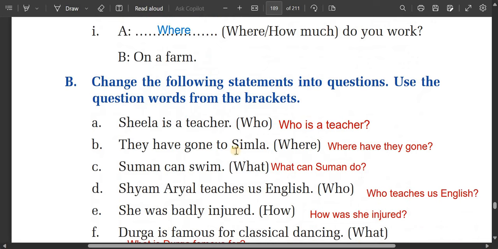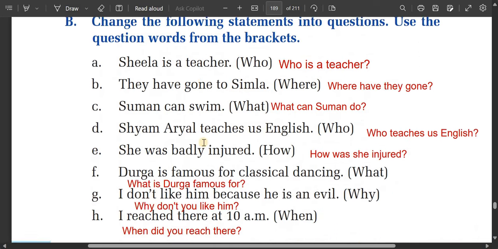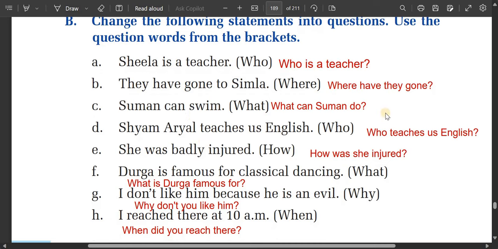Sita is the teacher. Now they have gone to Simla. Where have they gone? Suman can swim. What can Suman do? Samuel teaches us English. Who teaches us English? She was badly injured. How was she injured? Durga is famous for classical dancing. What is Durga famous for? Now G. I don't like him because he is evil. Why don't you like him?